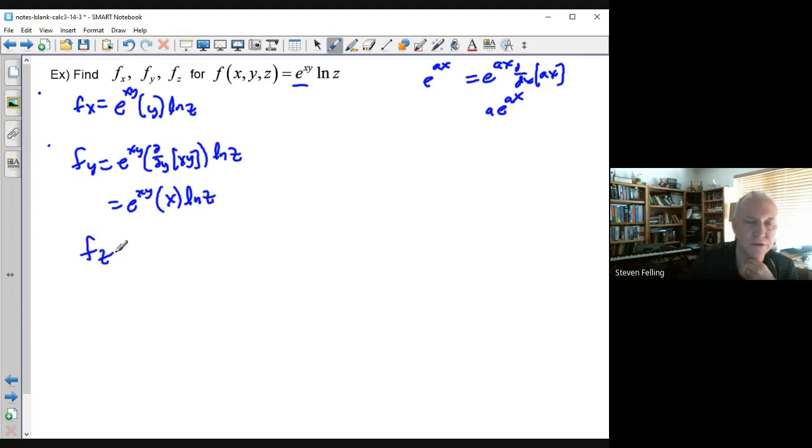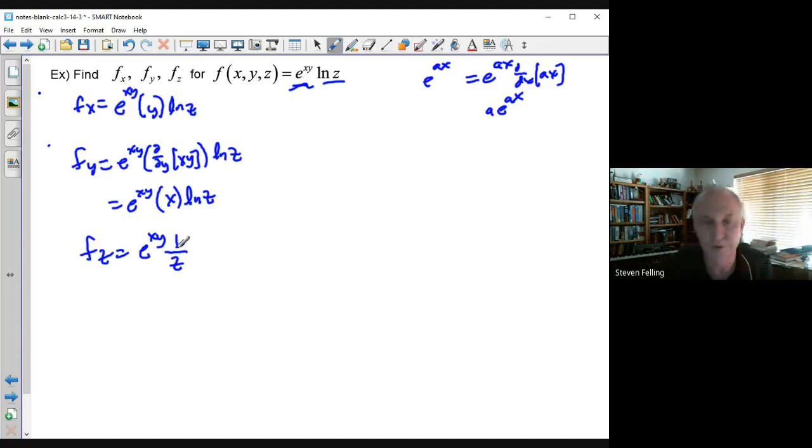And then for fz, all of this other stuff is a constant now, and we're taking the derivative of this part. Well, so we have e to the xy hanging out as a constant, and the derivative of log is 1 over the input. So these would be the three partial derivatives here. Okay?